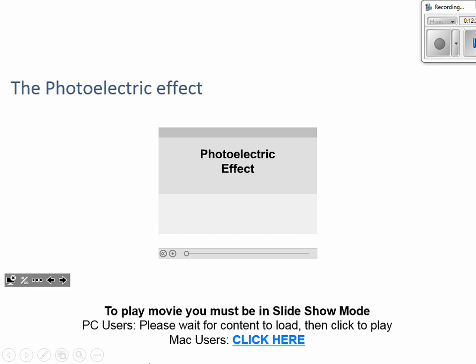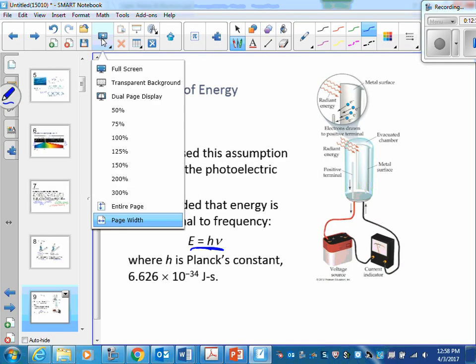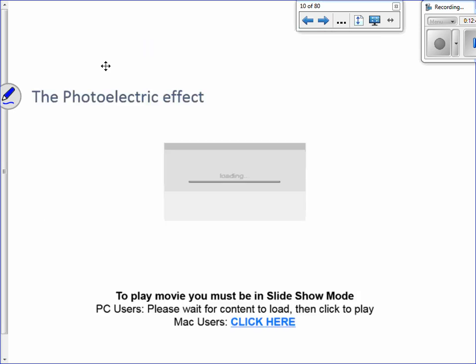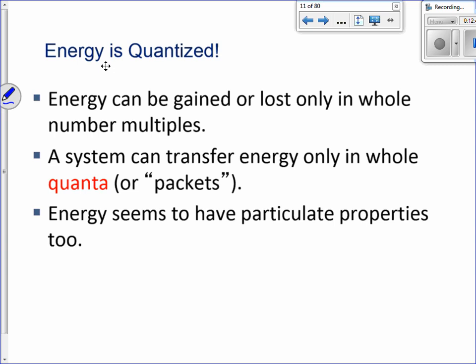So back to our other one. Don't worry just yet about writing this down. We'll get to Planck's constant too, which is also on your formula sheet, in just a minute. So energy is quantized. That means that it's gained or lost in whole number multiples. That is like the fixed amount we were talking about before. Energy is gained and absorbed in fixed amounts.